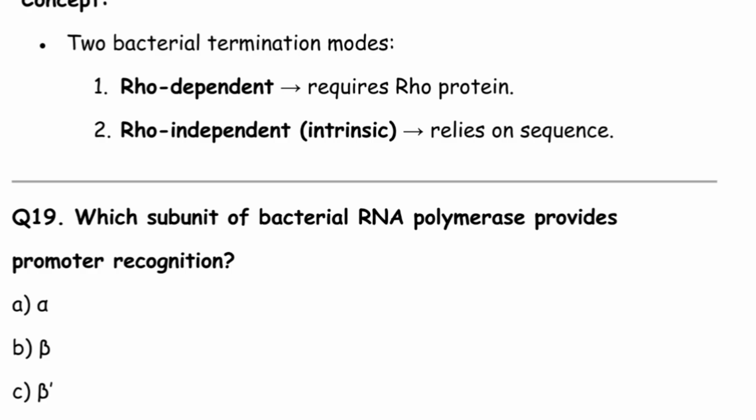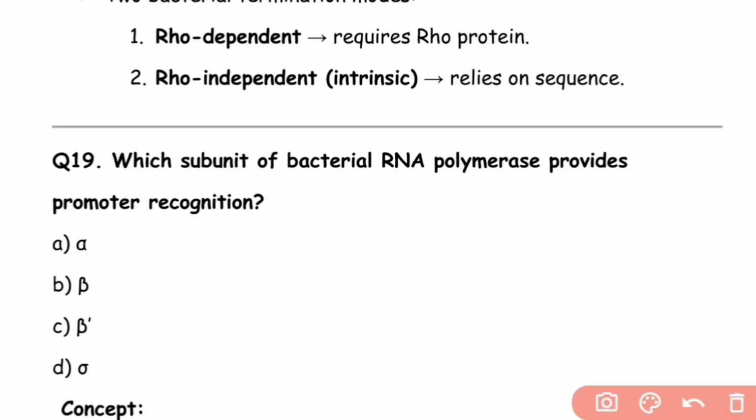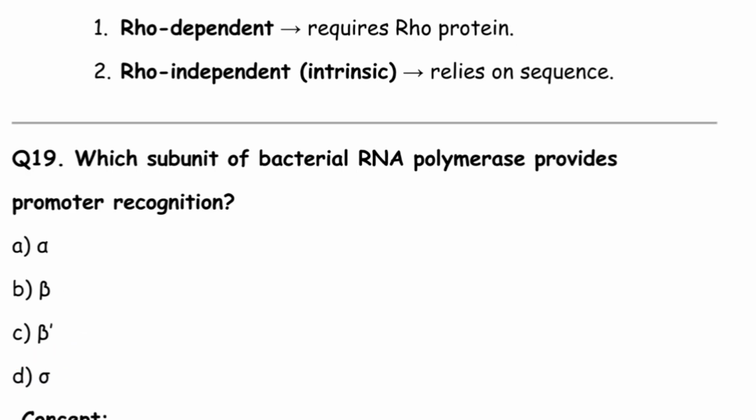Next question. Which subunit of bacterial RNA polymerase provides promoter recognition? A. Alpha, B. Beta, C. Beta prime, or D. Sigma? As stated earlier in previous questions, here answer is sigma, that is D.